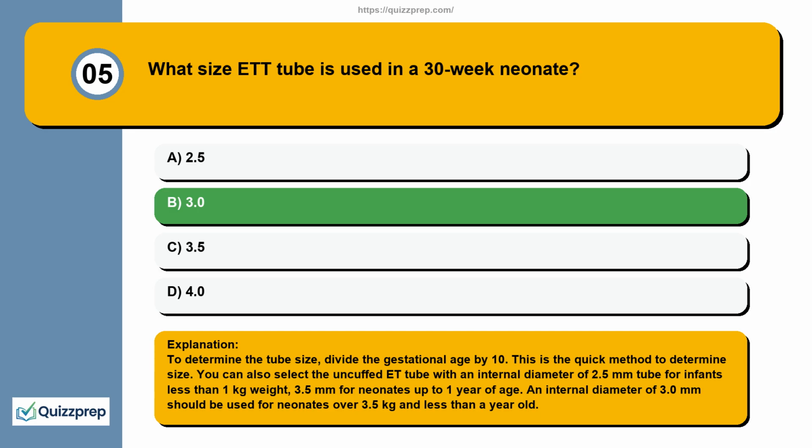You can also select the uncuffed ET tube with an internal diameter of 2.5 mm tube for infants less than 1 kg weight, 3.5 mm for neonates up to 1 year of age. An internal diameter of 3.0 mm should be used for neonates over 3.5 kg and less than a year old.